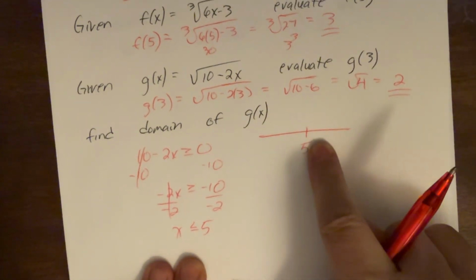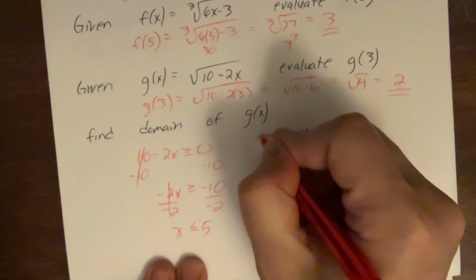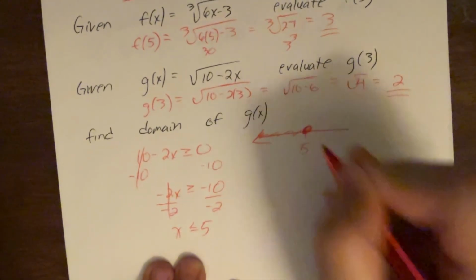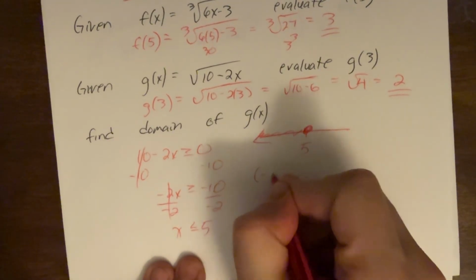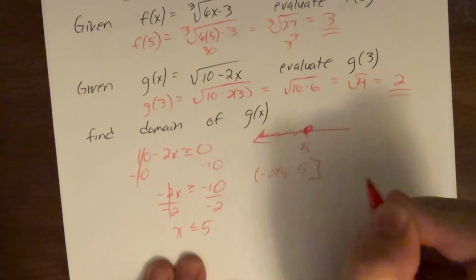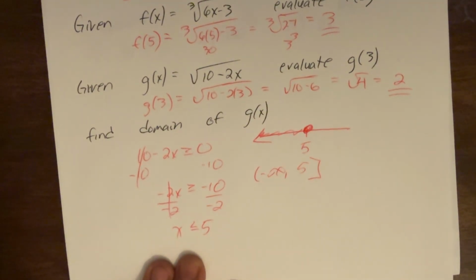5 is the key value. We're looking for everything less than or equal to that. So that would be negative infinity up to 5. 5 included, 5 gets the bracket.